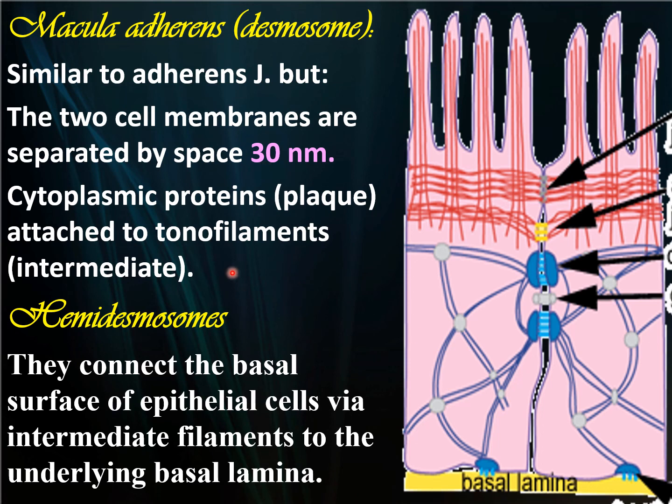What about the hemidesmosome? The hemidesmosome is the same, but it is not connected to an adjacent cell. It connects the cells with their basal lamina. So it is formed of half of a desmosome.